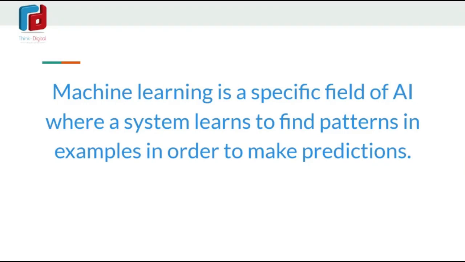Yeah, exactly. Machine learning is a subset of AI. If you have learned the chapter on sets in mathematics, machine learning is a part of AI. AI is like the whole big set, and machine learning is a small part of it, where the system learns to find patterns from examples in order to make predictions. AI is a huge thing, and machine learning is a very small part of it, a specific field of AI. So this is what we know about machine learning.